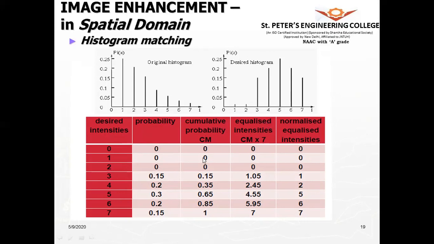Next, we find the cumulative distribution by adding one by one, and then we multiply by 7, which is the largest intensity value. So we multiply and convert it. Next, we perform the rounding operation. So 1.05 is converted to 1, 2.45 is 2, and this is 5, and this is 6 and 7. So we have got the normalized values for the new desired intensity.